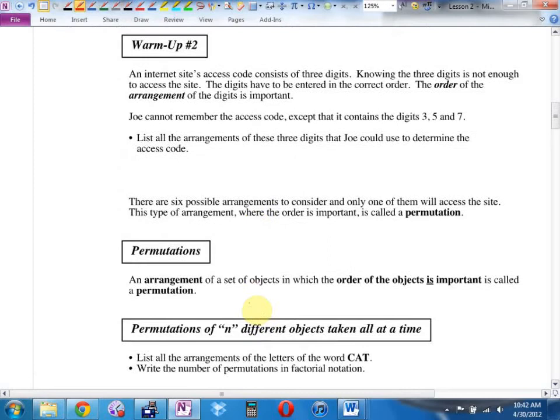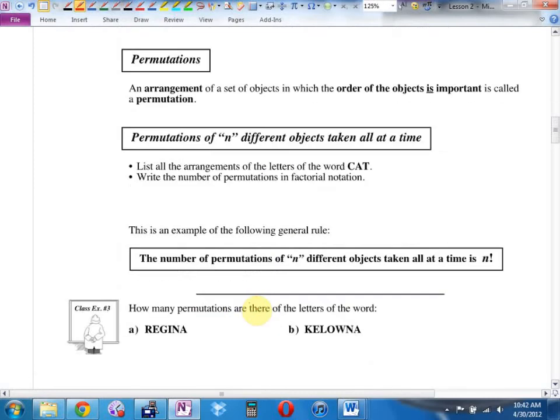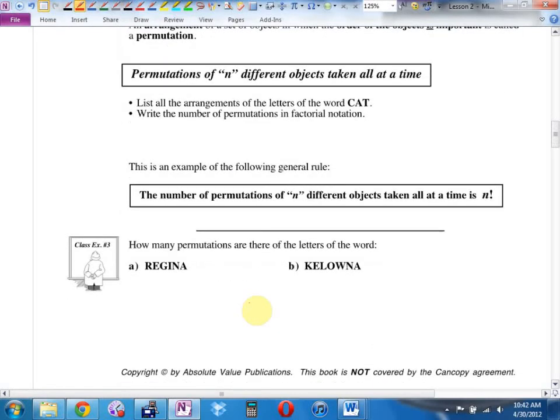Turn the page. Permutations, example 3. How many different permutations are there of the letters in the word Regina? Are all the letters different? Yes? 1, 2, 3, 4, 5, 6 letters. Which is what? Evaluate it, please. What is 6 factorial? I think 720, but don't quote me on that. Is it?